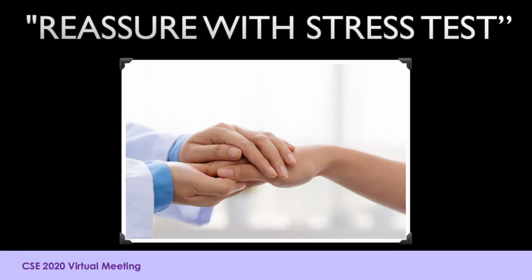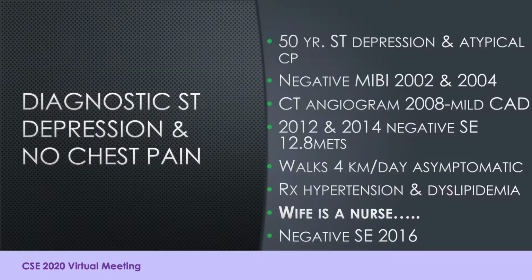In the last 2 cases, I'd like to demonstrate what I call reassure with a stress test. And I want to highlight what one does when you have significant ST depression without chest pain. This is a 50-year-old who had ST depression with atypical chest pain with a negative MIBI in 2002 and 2004. A CT angiogram in 2008 showed mild coronary artery disease. Stress echo was negative in 2012 and 2014. Patient walked on a regular basis and had treated hypertension and dyslipidemia.